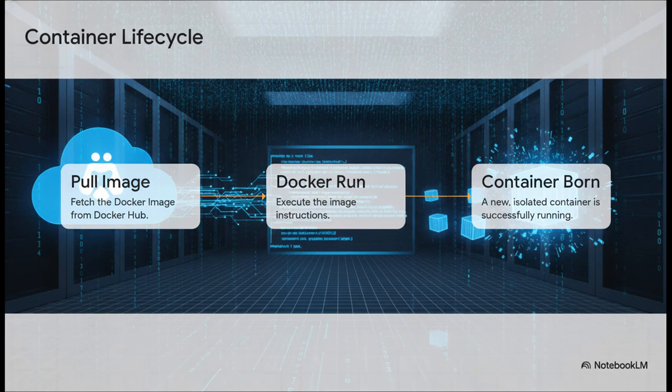So how does this actually play out? Well, when you type a command, Docker checks to see if you have the required image locally. If you don't, it quickly fetches it from a public registry called Docker Hub. Then, it instantly spins up a running container from those layered instructions. And I mean instantly. It happens in seconds.